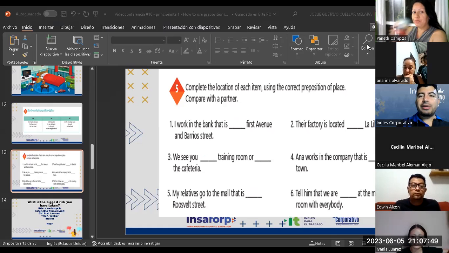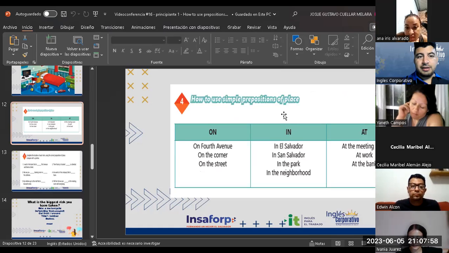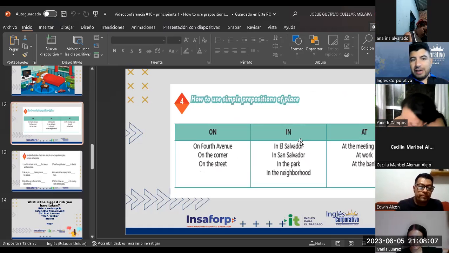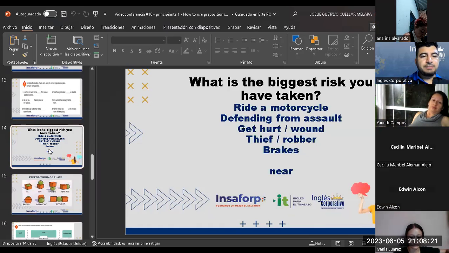Ok. ¿Por qué at en algunos lugares? Porque es, como lo dice aquí el ejemplo, at the meeting room, en el salón de reuniones, ¿verdad? En el banco. Entonces, on solo es para avenidas y calles, in para lugares en específicos, in Cabañas, in La Libertad, ¿ok? In the park, en lugares así, pero at ya es como que lugares todavía más pequeños, más concentrados, ¿ok? Now we continue with this.